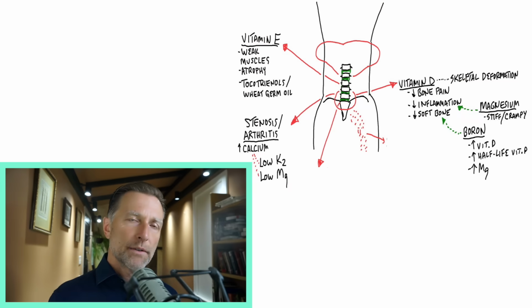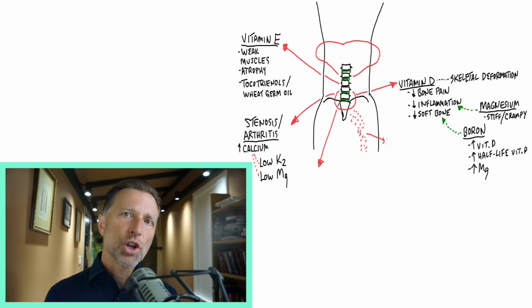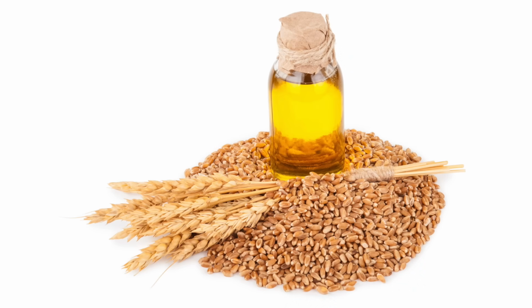Vitamin E also is great for muscle atrophy. If someone is losing muscle, maybe they're getting older and they have a loss of muscle, vitamin E is really, really important. Vitamin E is also good for hot flashes, but I would make sure it's in the form of this wheat germ oil.